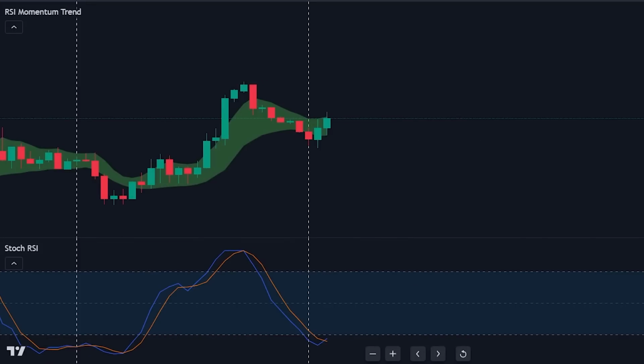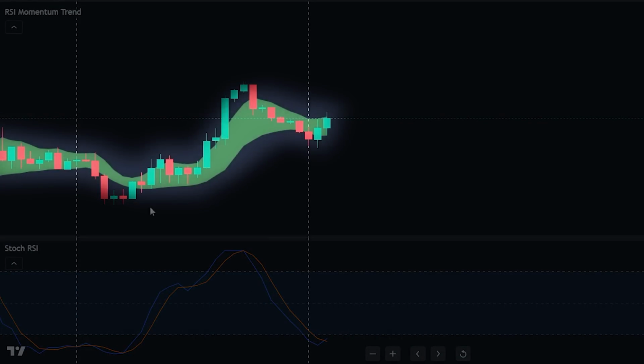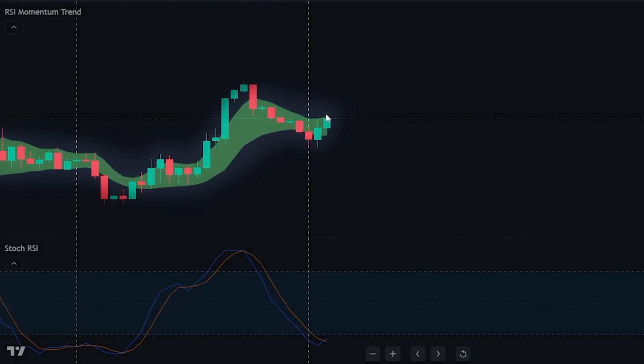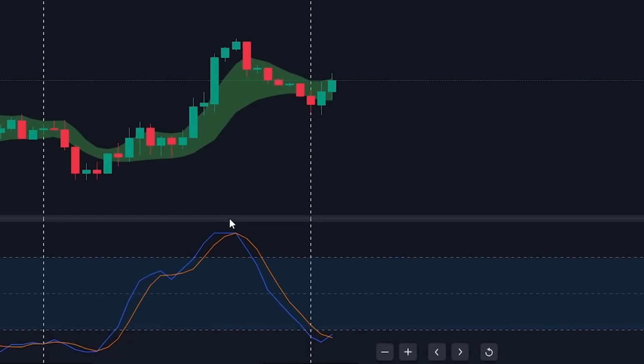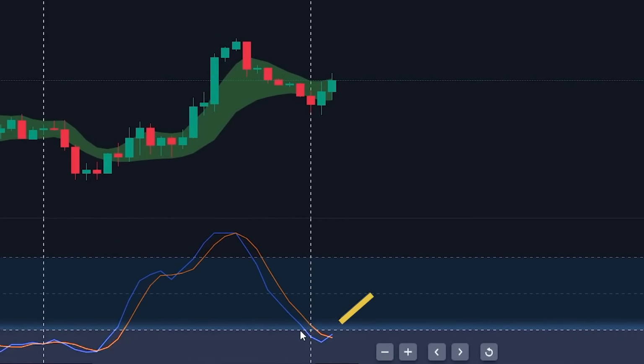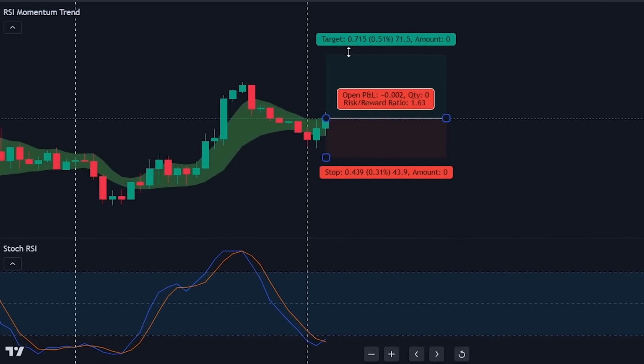In a bullish trend, indicated by the green ribbon, we do the opposite. We wait for the stochastic RSI lines to cross below the 20 level and for the blue line to cross above the orange line, then we buy. Stops are placed above the previous low.